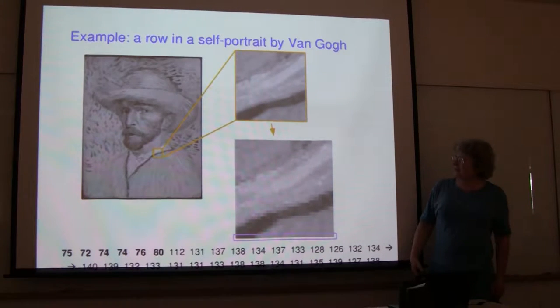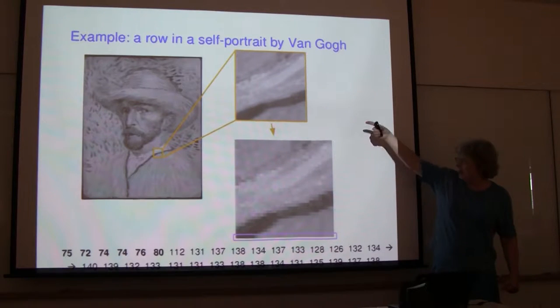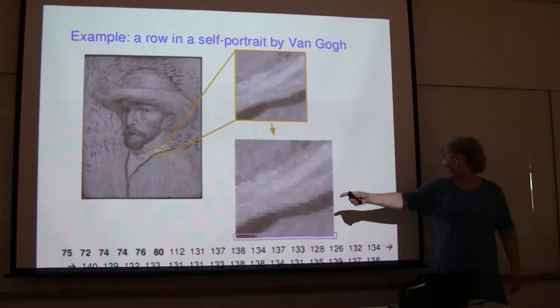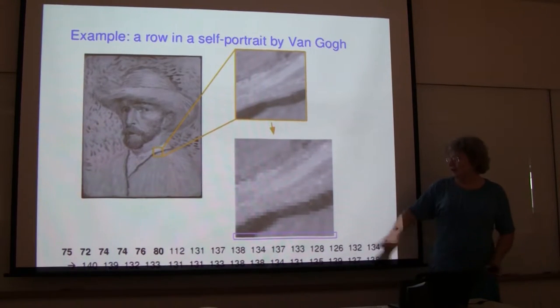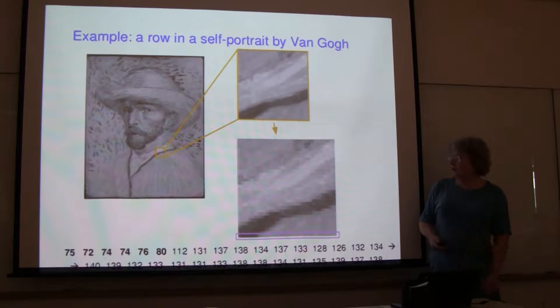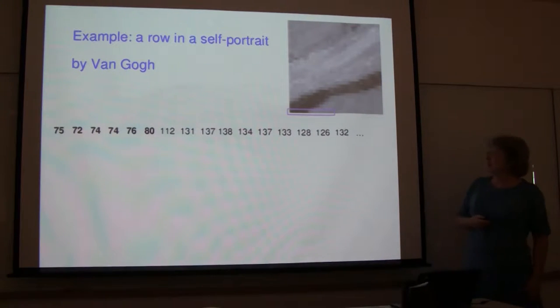So here is a high-res scan of a self-portrait by Van Gogh, and when you enlarge it sufficiently, you start seeing the individual pixels. I've taken here this one line out of the image to remind us that low numbers correspond to dark. I put them in bold, and higher numbers are lighter. I'm going to illustrate a wavelet algorithm by showing you what I would do on these numbers, but you should imagine it happening all over the image. I will even do it on only that tiny little bit of that row.